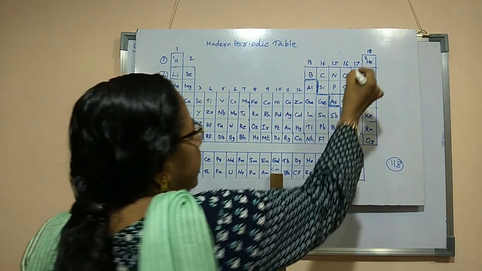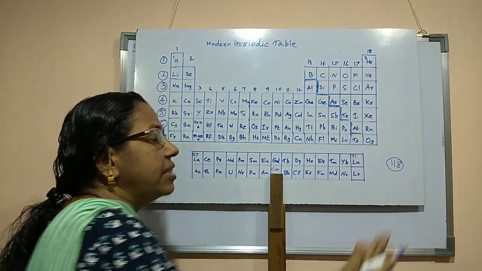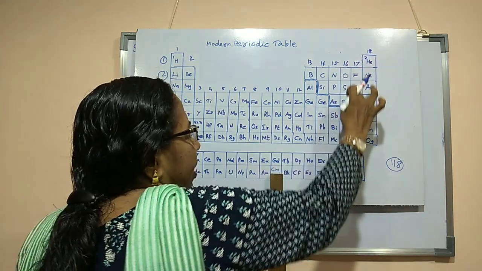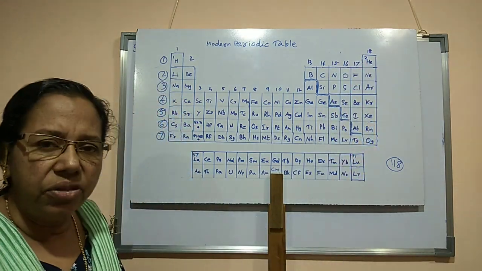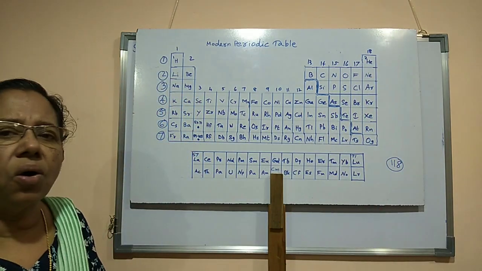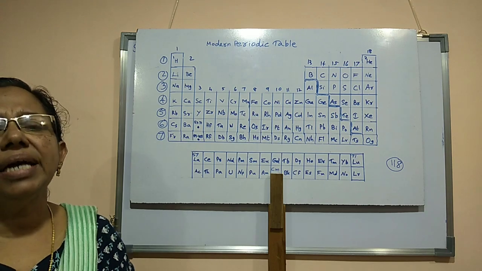Now here this 17th group elements have another name, that is halogens. So 17th group of elements we can call halogens. Then 18th group of elements we can call noble gases or zero group elements.